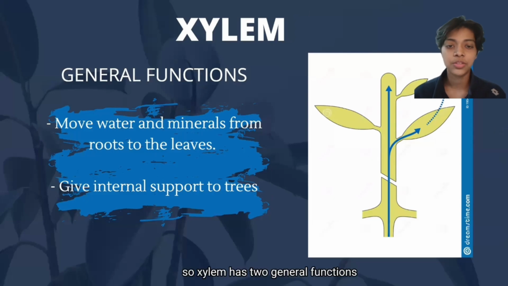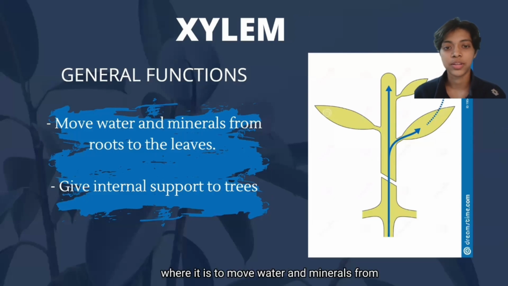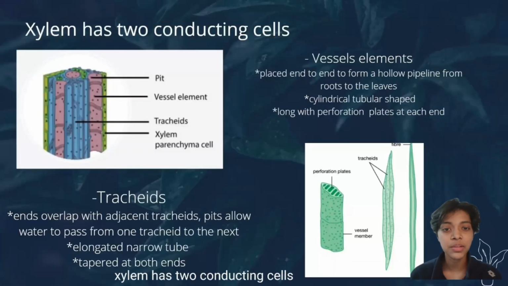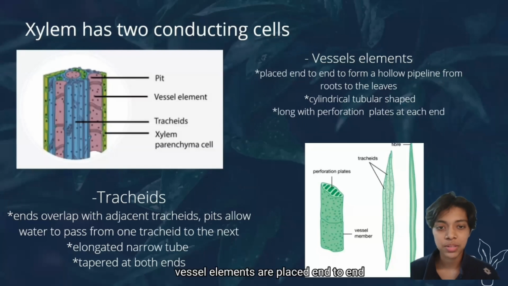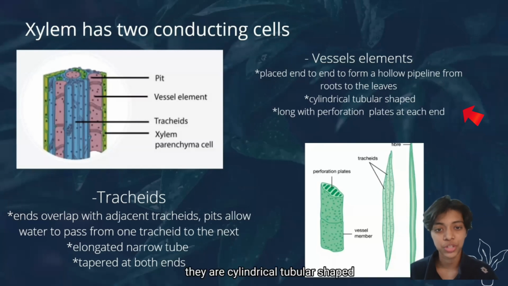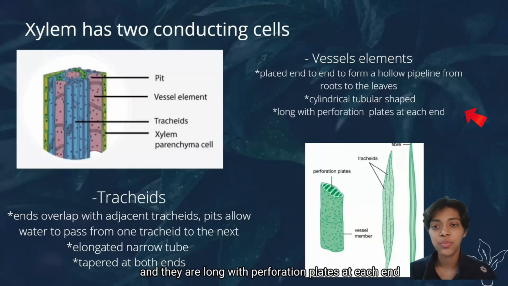So, xylem has two general functions: to move water and minerals from roots to the leaves, and to give internal support to trees. Xylem has two conducting cells, vessel elements and tracheids. Vessel elements are placed end-to-end to form a hollow pipeline from roots to the leaves. They are cylindrical, tubular shaped, with perforation plates at each end.